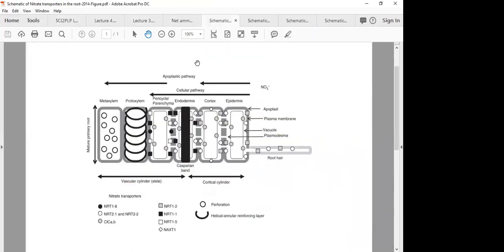All right, so here we have a schematic of different nitrate transporters that have actually been studied. Yeah, second law. I don't remember if that's the second law or second law of physics. Thermodynamics. Thank you. Yes, that's what I meant. Absolutely.